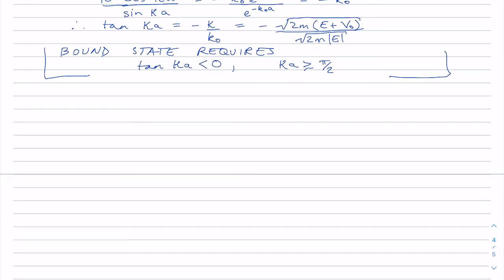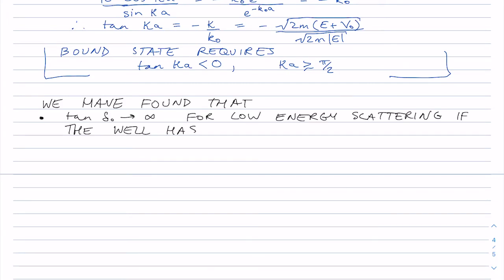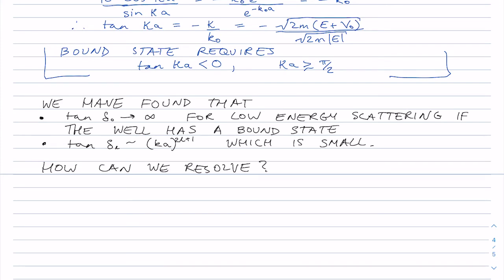So back to our scattering problem, we have found that tan of delta naught can get very, very large for low energy scattering if the well has a particular depth and width corresponding to a low energy bound state. But we've also found, conversely, that for low energy scattering, tan of delta L is going to go as Ka to the power of 2L plus 1, where Ka is a small number. So this is small. These two results are in tension with each other. How can we resolve this?